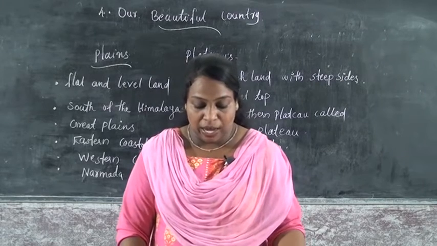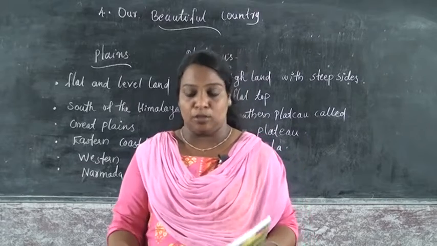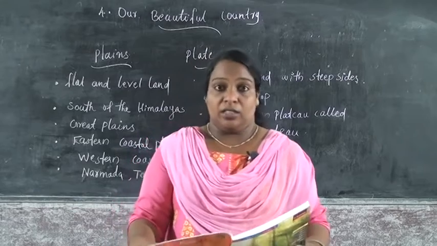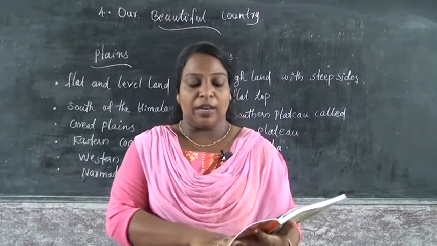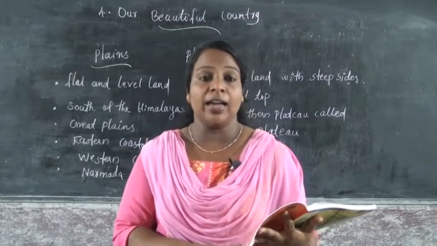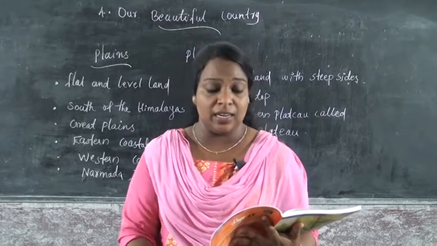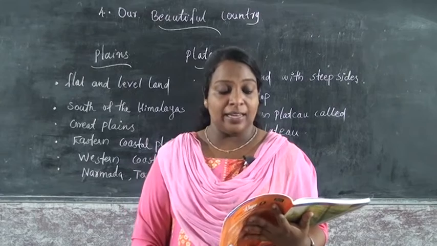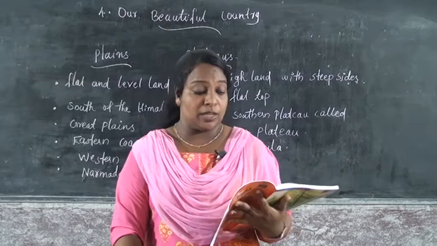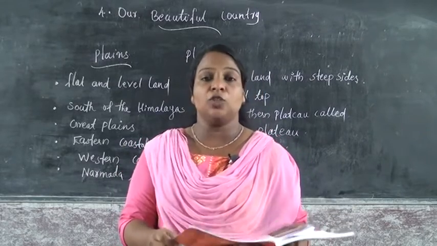And I showed the map also. And you can see the checkpoint in your textbook, true or false. You want to find out whether it is true or false. A mountain is a high hill with a sharp peak. True or false? The answer is true. Mount Everest lies in India. It's false. The Great Plains lie to the south of the Himalaya. That is true. The Deccan Plateau covers a large part of India.